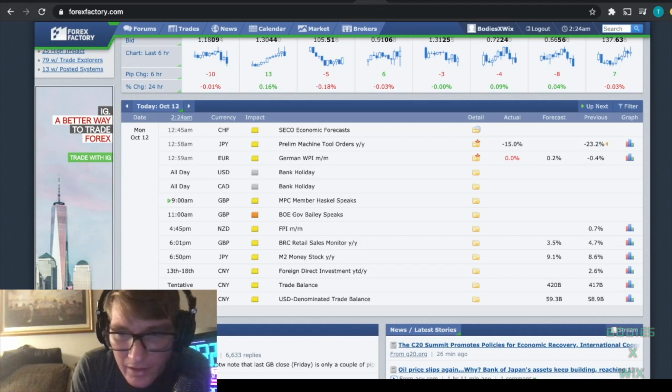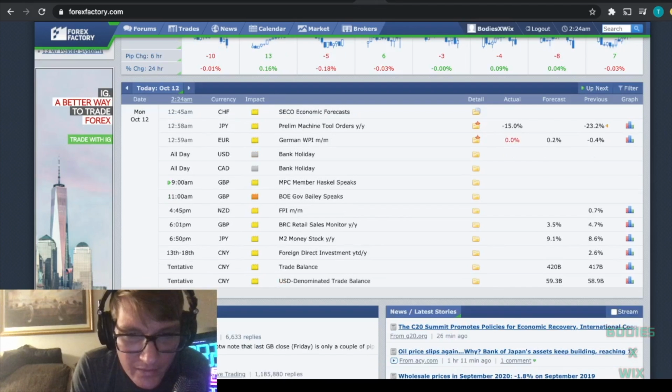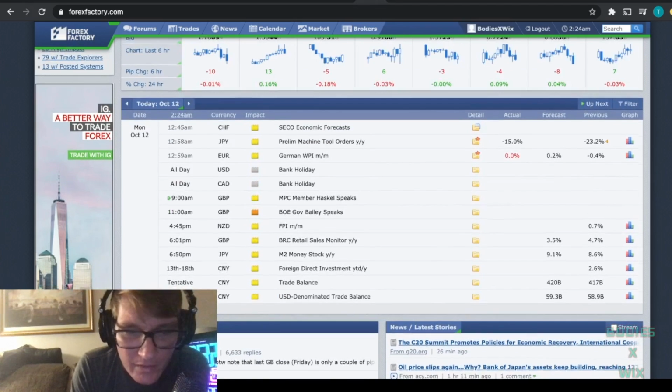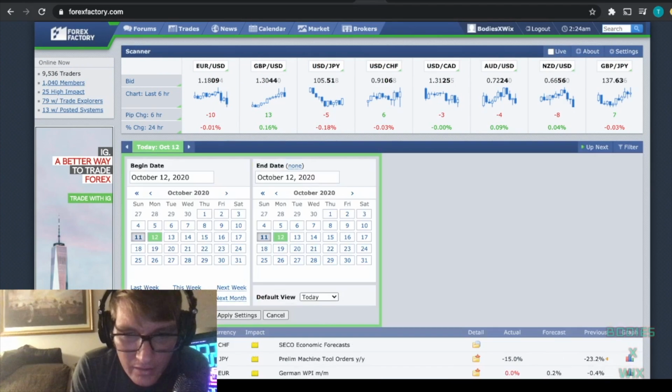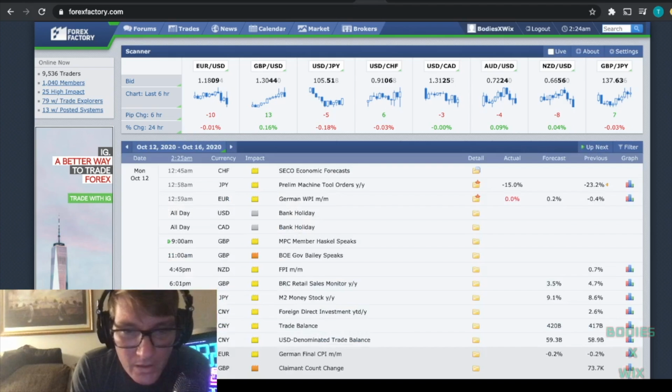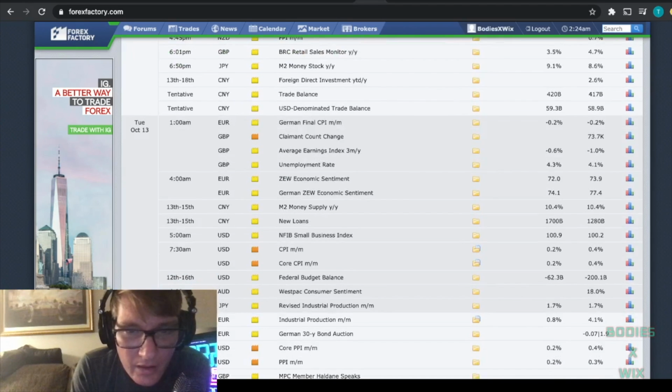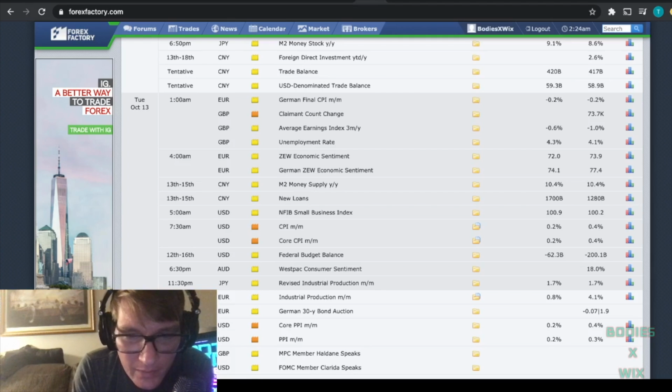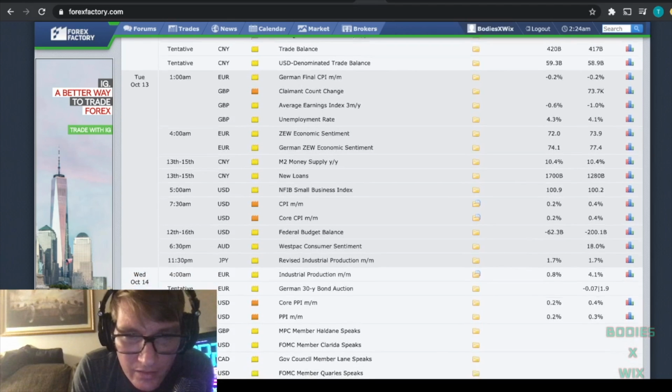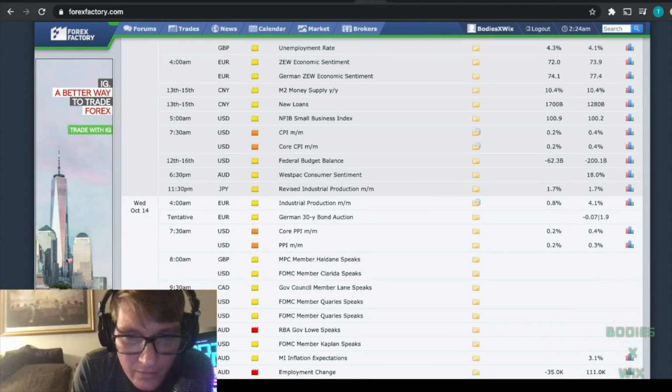Let's see here. Looks like we had some bad news from the euro already. And in the morning we got some stuff from the pound, so not much going on there. Let's check out what's going on till the end of the week. Right, so Tuesday, nothing too big. Looks like we got some CPI coming out. Climate count change, not really sure what that is. Don't really care about CNY.